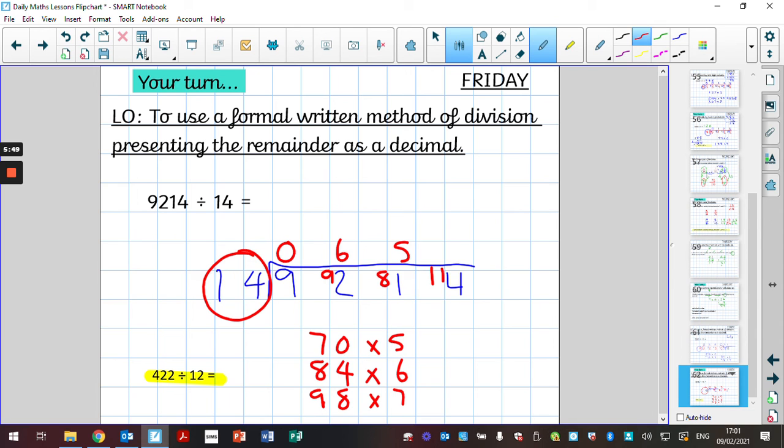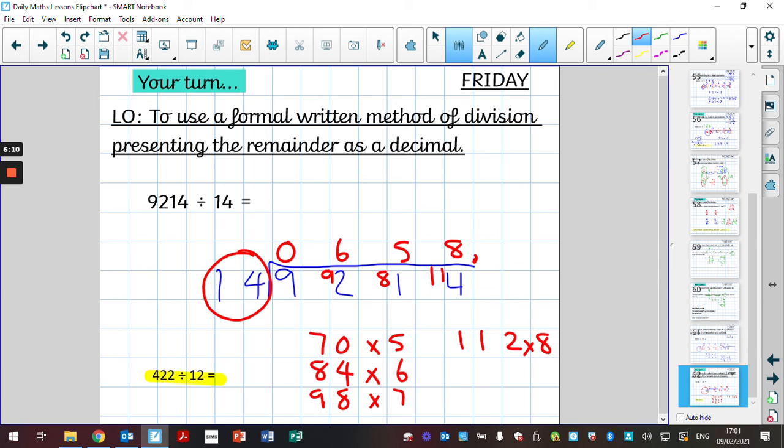If I add on 10 to 98, I get 108. If I add on the 4, I get 112, which is 8 lots. And that's just below 114. So 14 goes into 114, 8 times. But I've got a remainder of 2.